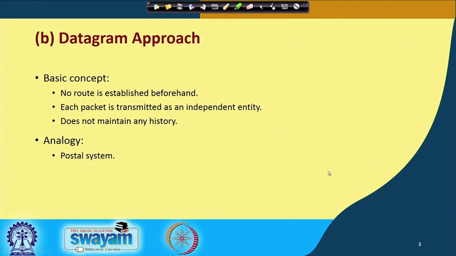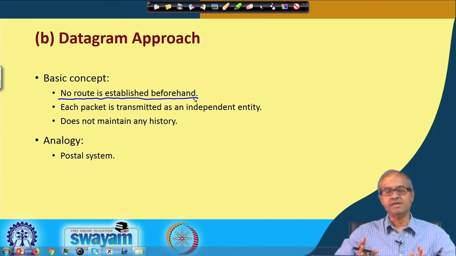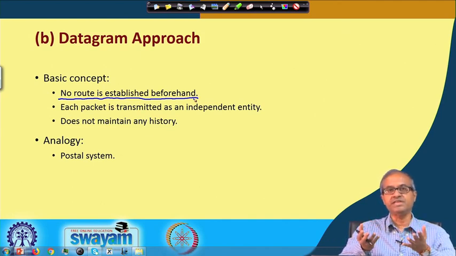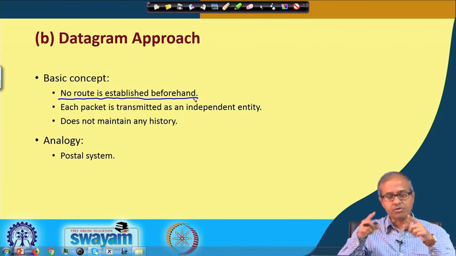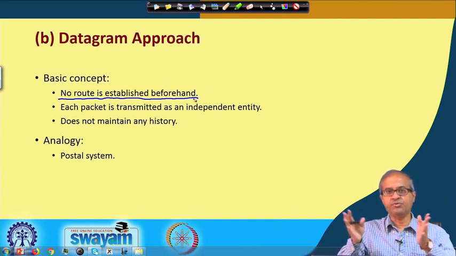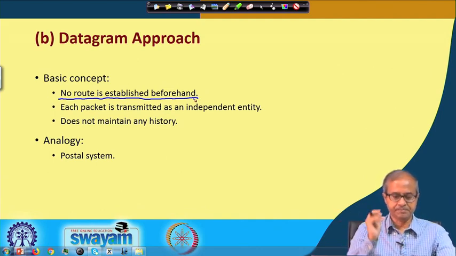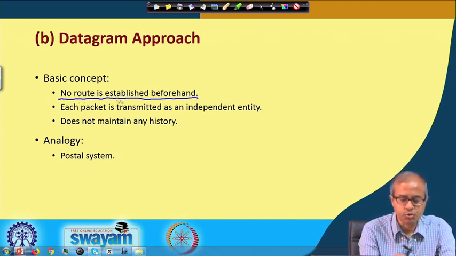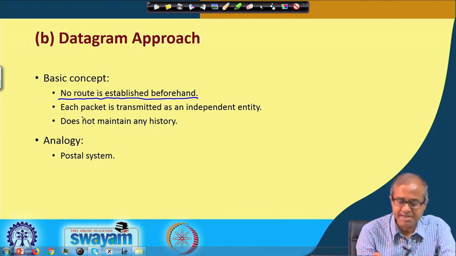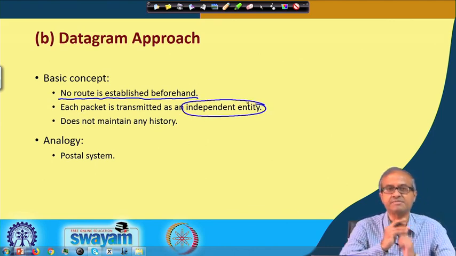Let us look at the datagram approach. If you compare with the virtual circuit approach, the main difference is that no route is established beforehand. This is an advantage in the sense that there is no initial delay. In virtual circuit, because of the route establishment, there was an initial delay, and only once the route is established can the packets be transmitted. Here, because there is no route established, each packet is transmitted as an independent entity.